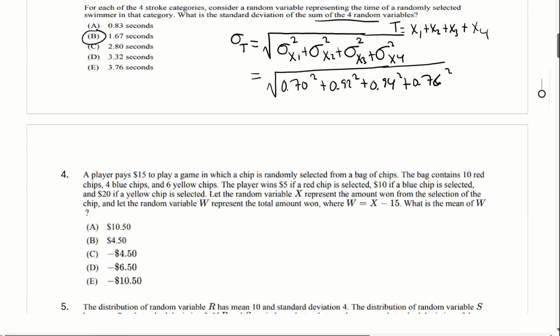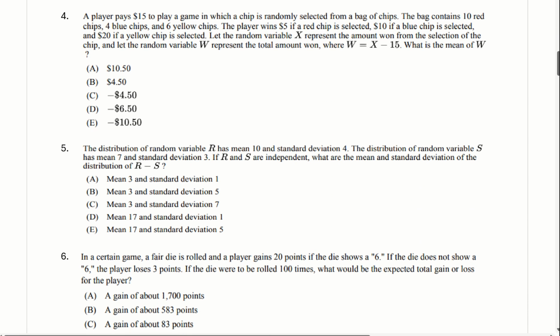All right, so we'll look at the next one. Number 4, a player pays $15 to play a game in which a chip is randomly selected from a bag of chips. The bag contains 10 red chips, 4 blue chips, and 6 yellow chips. The player wins $5 if a red chip is selected, $10 if a blue chip is selected, and $20 if a yellow is selected. Let the random variable X represent the amount won from the collection of the chip. Let random variable W represent the total amount won, where W is equal to X minus 15. What is the mean of W?